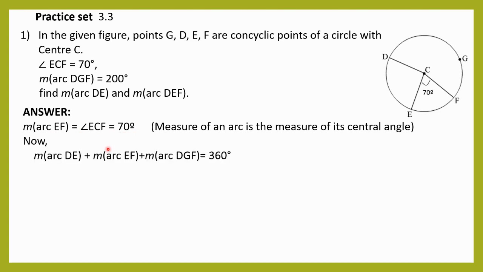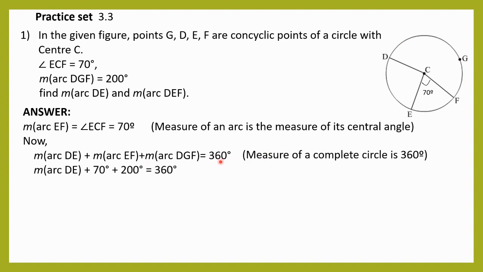Now, measure arc DE plus measure arc EF plus measure arc DGF is equal to 360 degree. The reason being, measure of a complete circle is 360 degree. So if you see in the figure, arc DE plus EF plus DGF forms the entire circle. So addition of all these three arcs will be the sum of the complete circle, that is 360 degree.